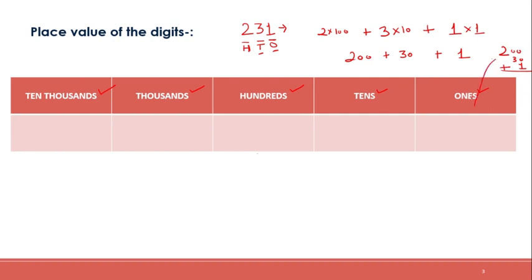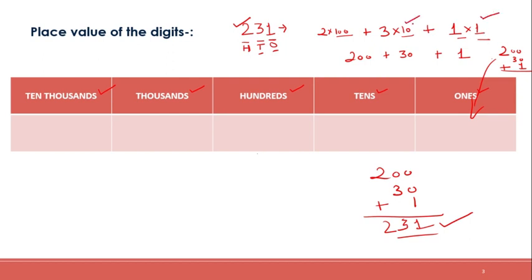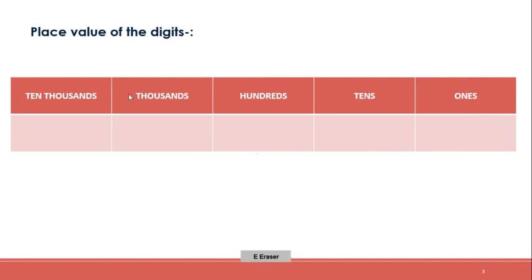When we add all this, 200, 30, and 1, what will I get? Let me do this calculation below. 200, 30, and 1. If I sum it up, it is 1, it is 3, and it is 2. So we got the same number from where we started. So I can say that 1 is multiplied by 1, 3 by 10, and 2 by 100. This is why we start with ones first, then tens, then hundreds, and the next digit will come as thousands, then 10,000. So I think this is clear.